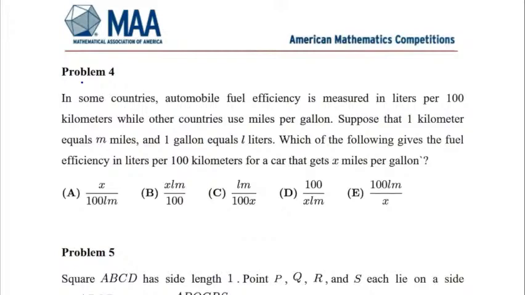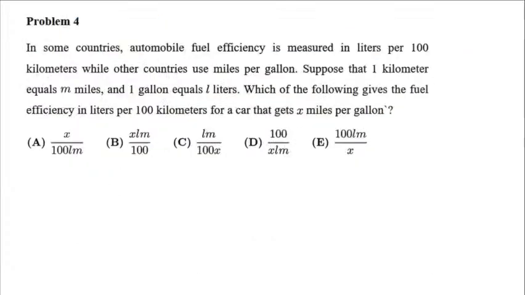Problem number 4 of AMC 10A 2022. In some countries, automobile fuel efficiency is measured in liters per 100 kilometers, while other countries use miles per gallon. Suppose that 1 kilometer equals M miles and 1 gallon equals L liters. Which of the following gives the fuel efficiency in liters per 100 kilometers for a car that gets X miles per gallon? Okay, so let's write, for example, a distance.